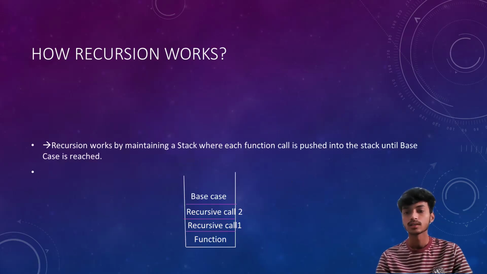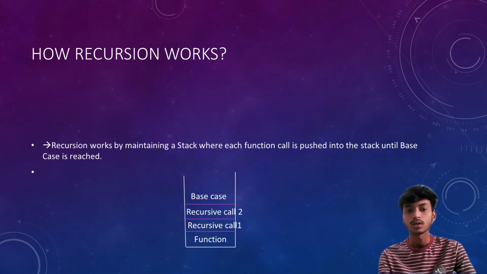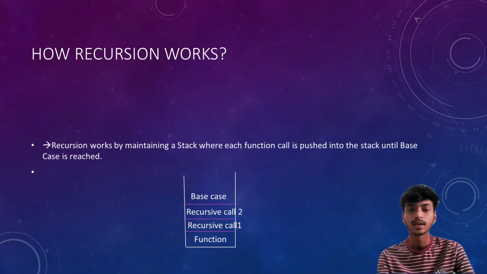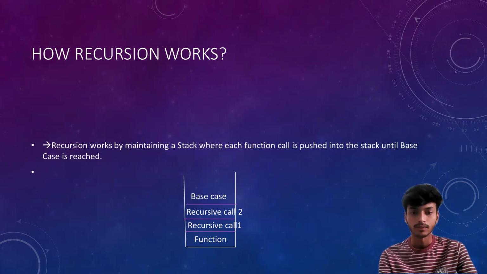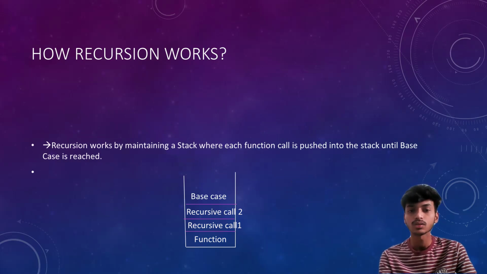Now let's see how recursion actually works. Recursion works by maintaining a stack where each function call is pushed into the stack until the base case is reached. As you can see in the figure, the bottom of the stack contains the main function, and then recursive call one is pushed into the stack, then recursive call two, and it continues. This process continues until the base case is reached, everything is traced back, and it returns the final solution to the main function.